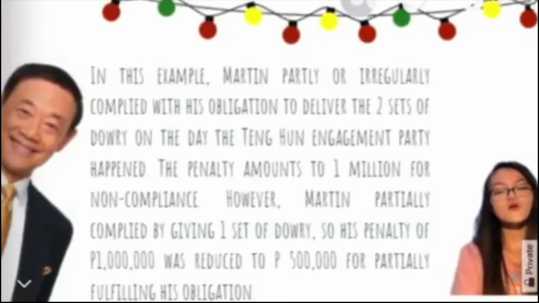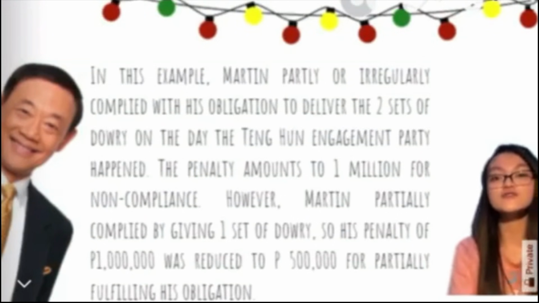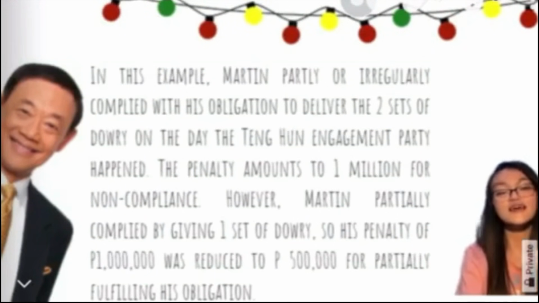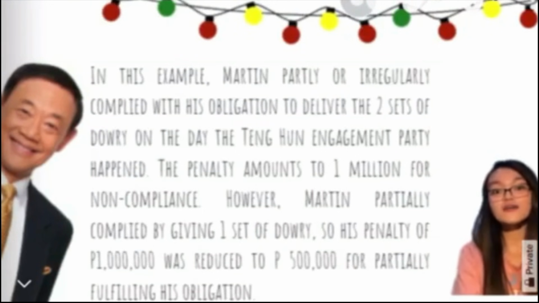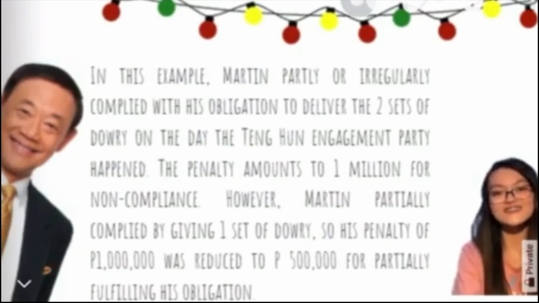For the Article 1229 example, Martin partially or irregularly complied with his obligation to deliver the 2 sets of dowry on the day the engagement party happened. The penalty amounts to 1 million pesos for non-compliance. However, Martin partially complied by giving 1 set of dowry, so his penalty of 1 million pesos was reduced to 500,000 pesos for partially fulfilling his obligation.